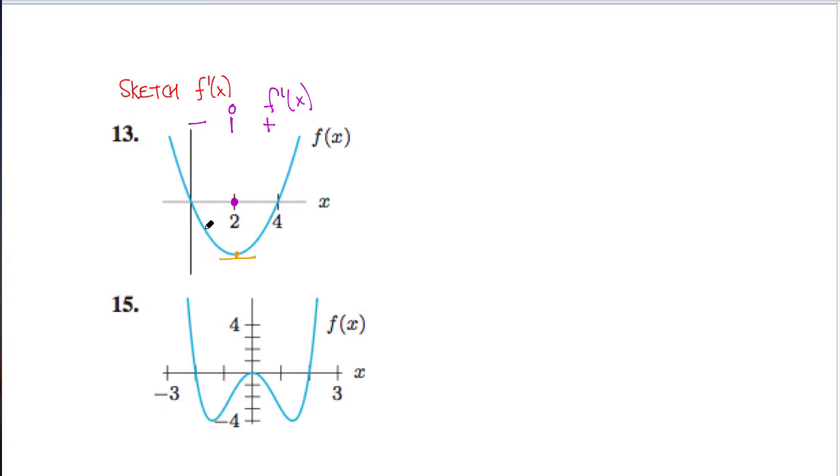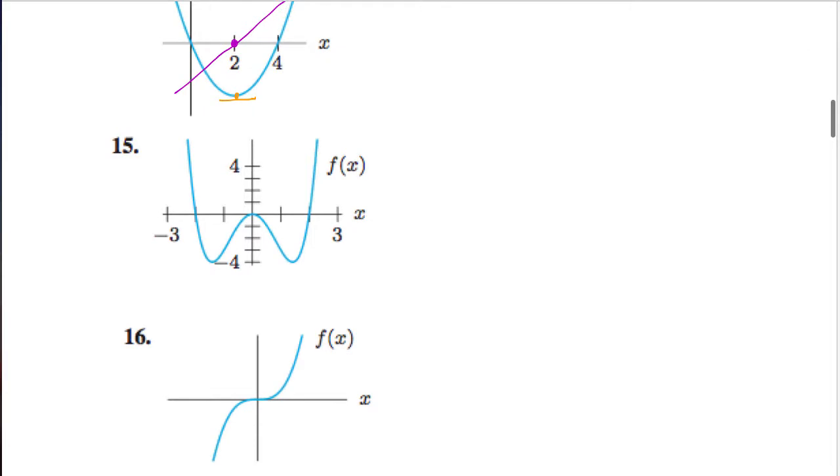And so that function will look something like this. Let me make that a little straighter, because my f prime of x should just be linear. If this is a parabola, we should end up with a linear f prime of x.